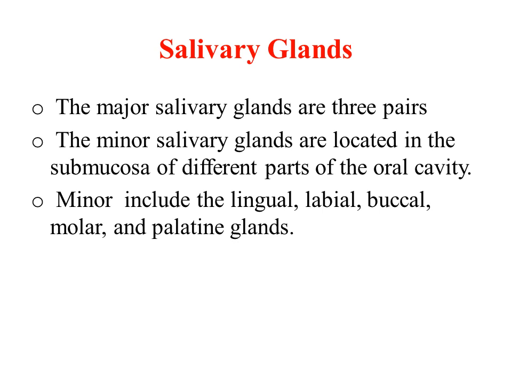Minor salivary glands are located in the mucosa of different parts of the oral cavity, like lingual glands, which are found in the tongue, labial glands, found in the upper and lower lip, buccal glands, which are found in the inner surface of the cheeks, mural glands, which are found in the gums, and palatine glands, found in the hard and soft palate.